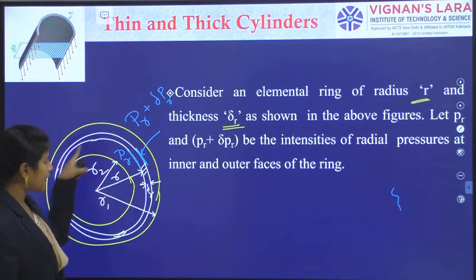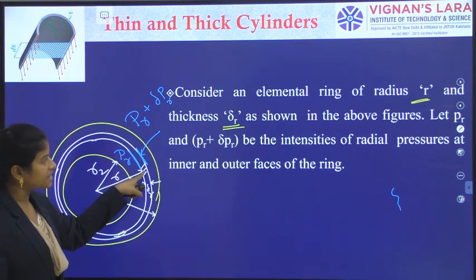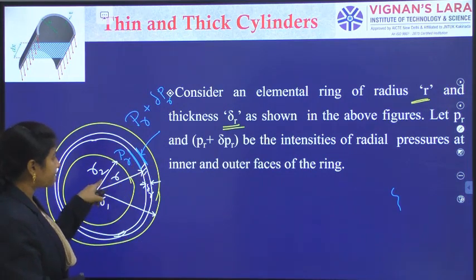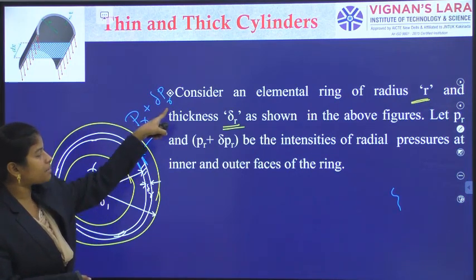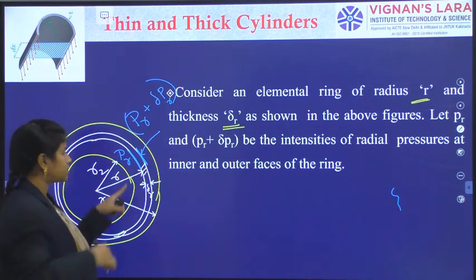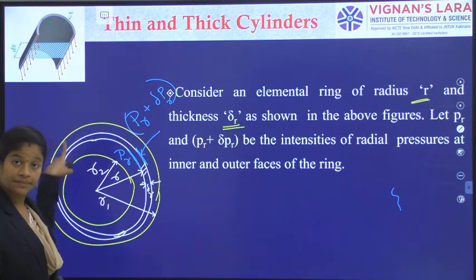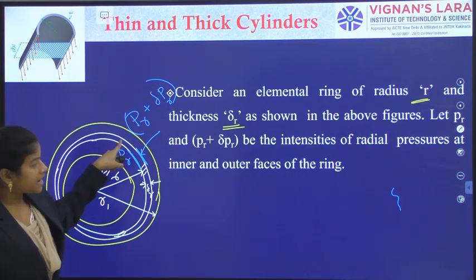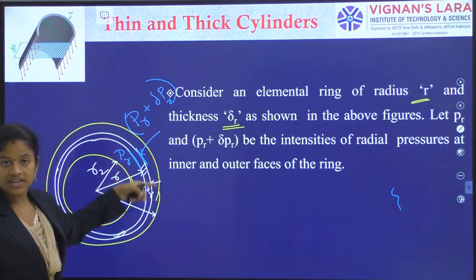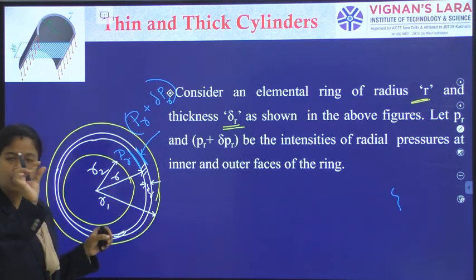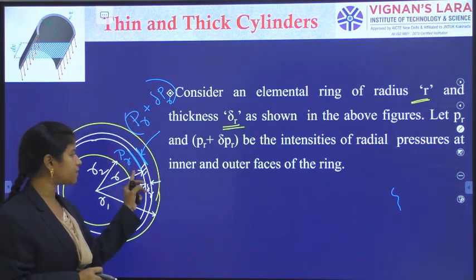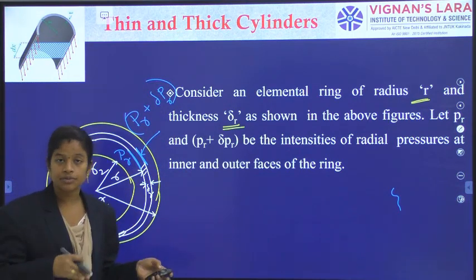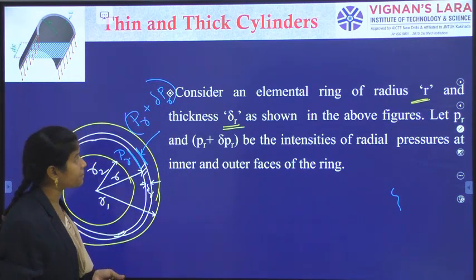Consider an elemental ring of radius r and thickness delta r as shown in the picture, with pressures PR and PR plus delta PR. PR is on the internal side of that particular elemental ring, and PR plus delta PR on the outer side, being the intensities of the radial pressures at the inner and outer faces of the ring. Only on that small elemental ring, right? So on the inner face I have observed PR and on the outer surface PR plus delta PR.